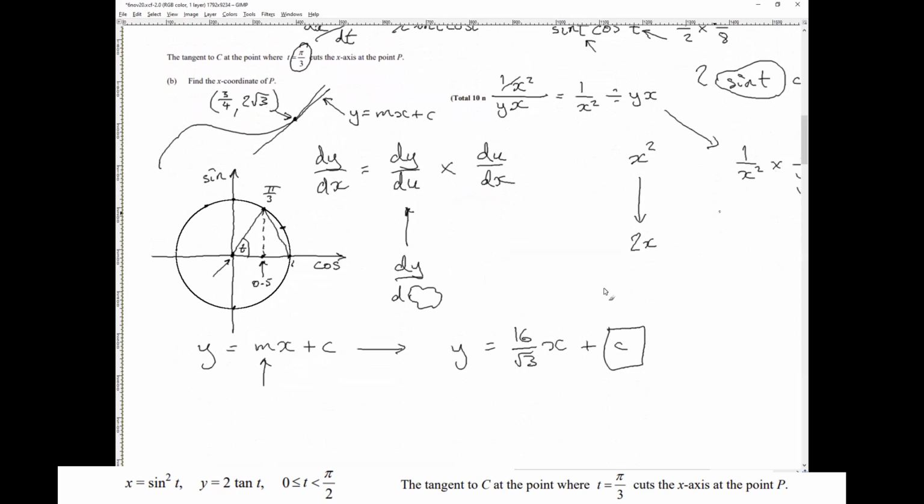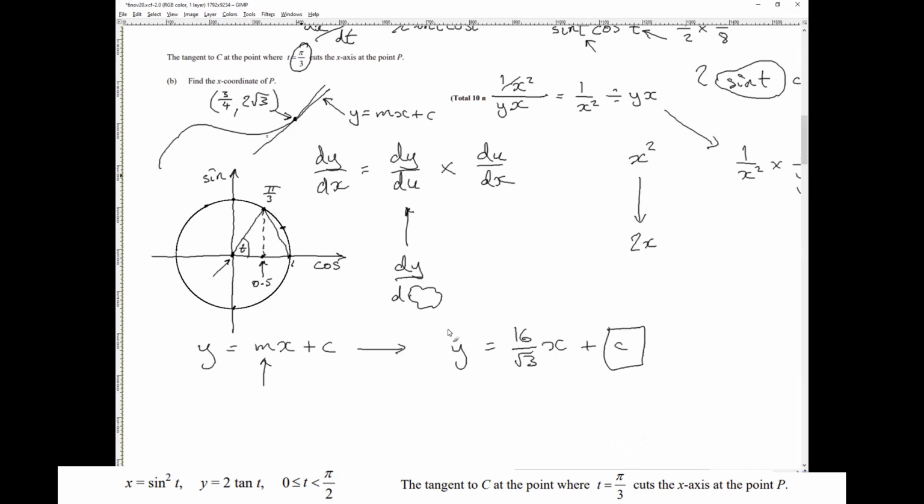But then it would be y equals 16/√3 x plus 2√3. Not that simple, no. Why would you think that? Oh, because that's the y value of that point. Well, if we had some reason to know we were on the y-axis, then yes. But then the x value would be 0, wouldn't it? Which it's not, is it?